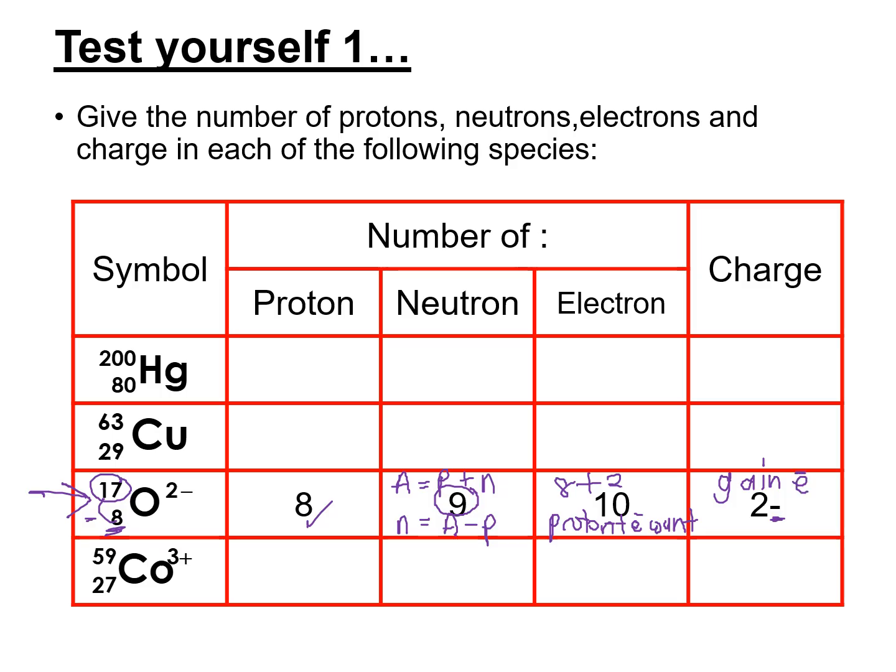Okay, so when it gains electrons, it gets a negative symbol. Alright, so how about cobalt? Cobalt's charge is positive 3. Cobalt gets a charge of positive 3 because it loses 3 electrons. Okay, so we put it like this.